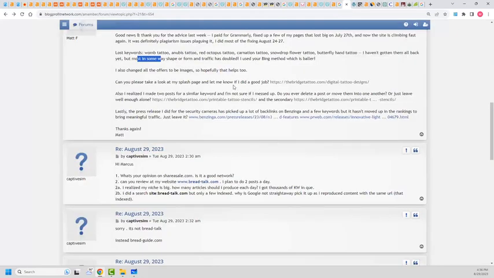Okay. Can you please take a look at my splash page? We just did. Also, I realized I made 2 posts for a similar keyword, printable stencils. I would look at if they're ranking.